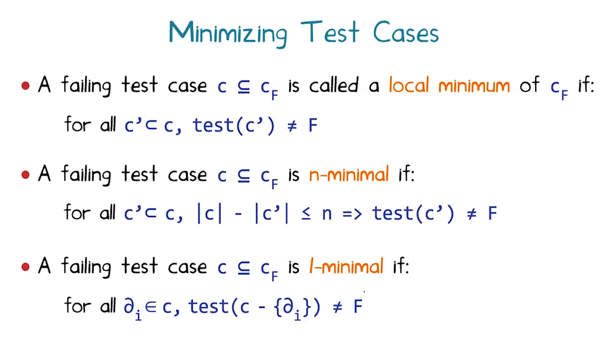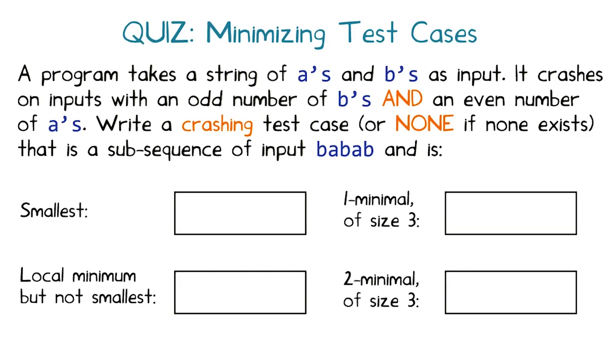A failing test case C is one minimal if removing any change from that test case causes the test function to no longer fail. Even though one minimality is not nearly as strong as global or even local minimality, we focus on it because it is still a strong criterion. It says that the test case cannot be minimized incrementally, and we can program an efficient algorithm for applying and testing incremental changes. Let's stop here to check your understanding of the different types of minimality with a quiz.